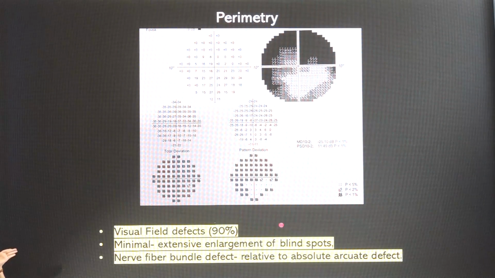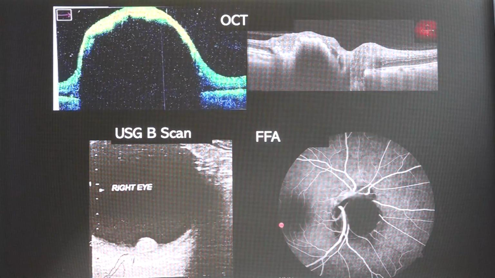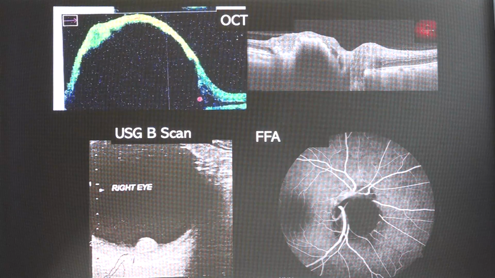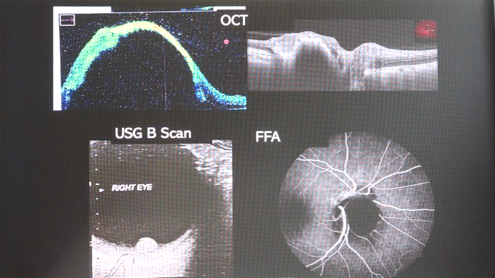The growth can be either on the retinal side or also on the optic nerve side, so periodic MRIs are also important. If you do a perimetry, you would find that these patients do have visual field defects and enlargement of their blind spot. Minimal to extensive enlargement is known to be found. And a nerve fiber bundle defect related to an absolute arcuate defect can also be found. On OCT, they tend to have this particular halo beneath the layers, and you can actually see small melanocytic cells being pictured in the perilesional vitreous.